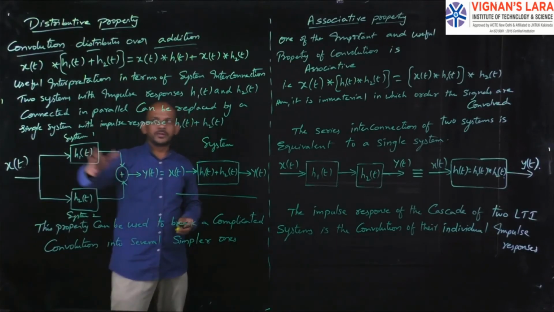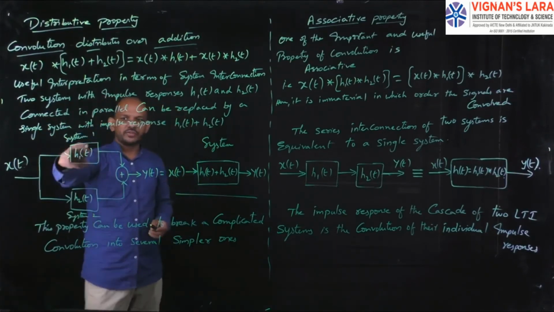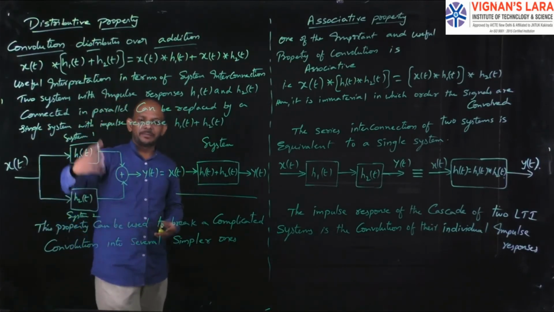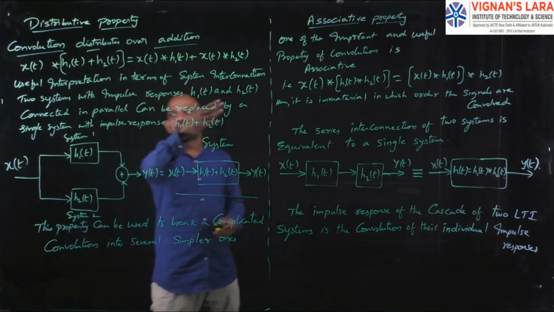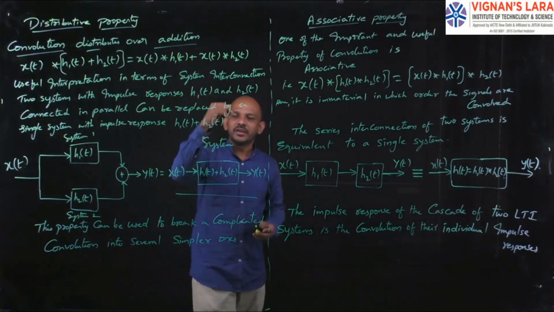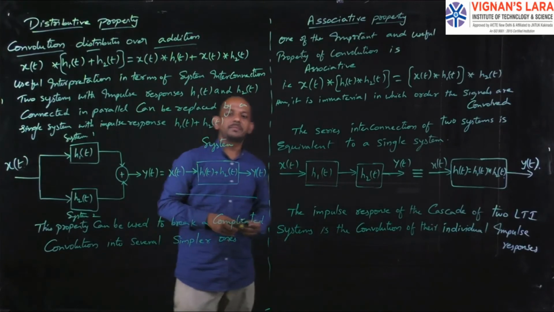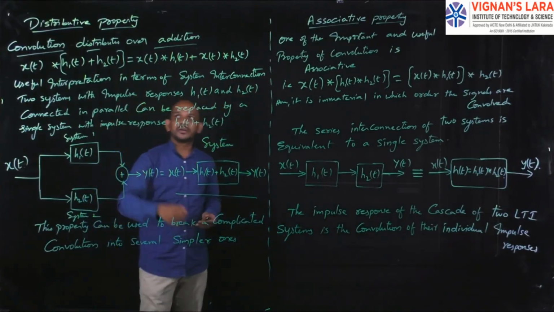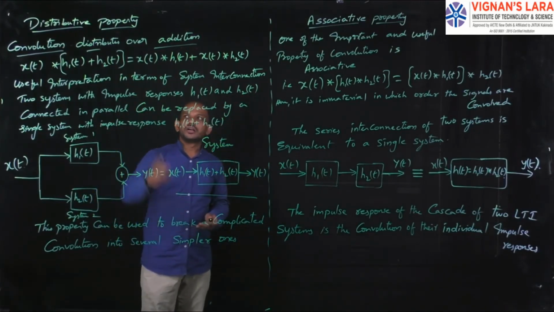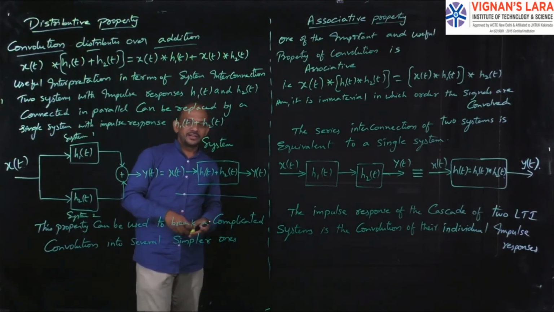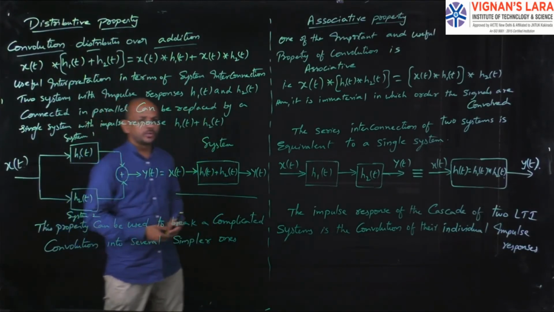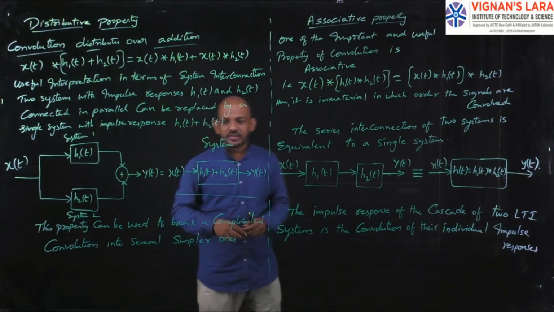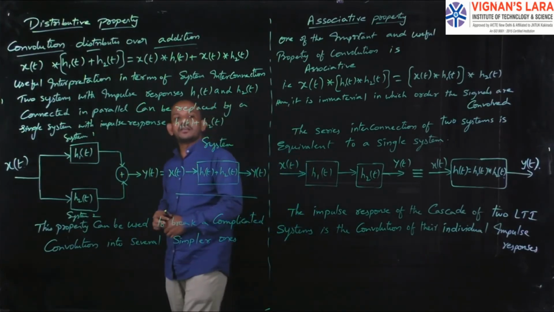Okay, so simple. Two systems with impulse responses h1 of t and h2 of t are connected in parallel. We can replace those with a single system with an impulse response h1 of t plus h2 of t. So this is nothing but the diagrammatic representation of this distributive property, and this property can be used to break a complicated convolution into several simple ones.